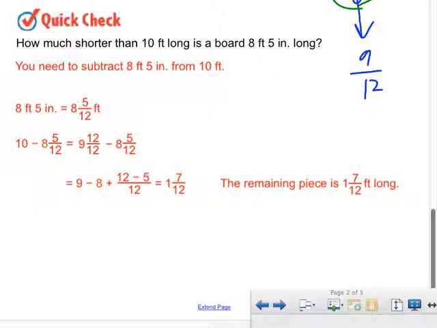Okay. You get 7, but since it's 12, it would be 1 and 7/12. Yeah, there we go. This one was a little easier than the first one. Did you guys understand this one a little bit easier? There were a couple fewer steps in this one as opposed to the first example. Okay, questions? Yes.